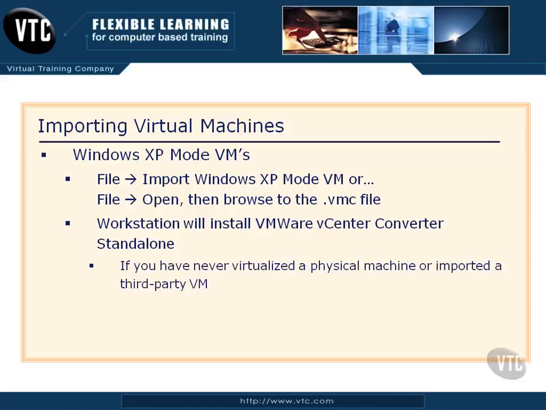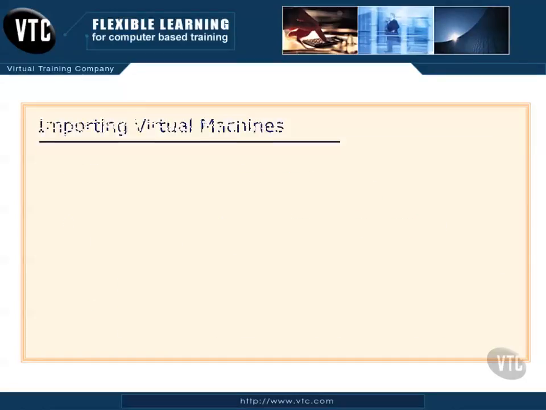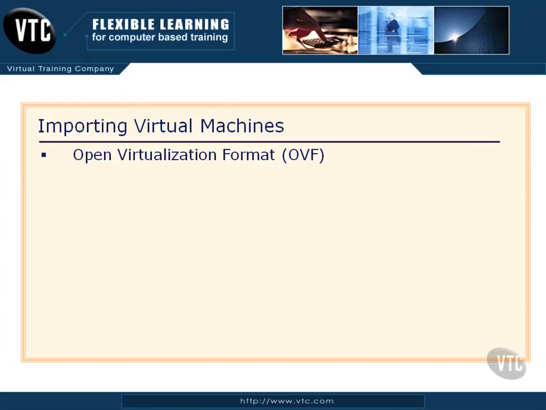Now, if you've never virtualized a physical machine or never imported a third-party virtual machine like the XP mode, then it's going to download this and install it, and once it has installed it, it's going to tell you to restart after this vCenter installation has occurred. And if you have done a physical machine virtualization or import, then you're going to skip this step. It's just going to ask you to enter the name for the new virtual machine that you're going to have in VMware. Then it's going to ask you to browse to the directory where those virtual machine files are for the Windows XP mode. Then you're just going to click Import. It drags them all in, makes the magic happen, and you can then start your virtual machine, and you've pulled your XP mode into a virtual machine in VMware.